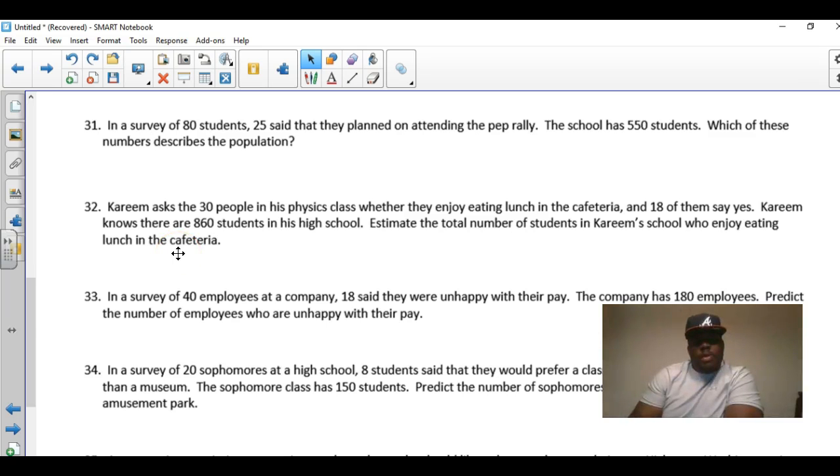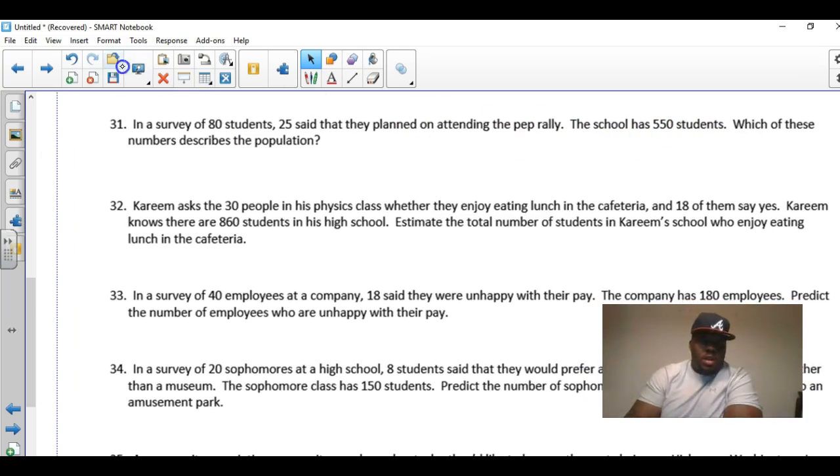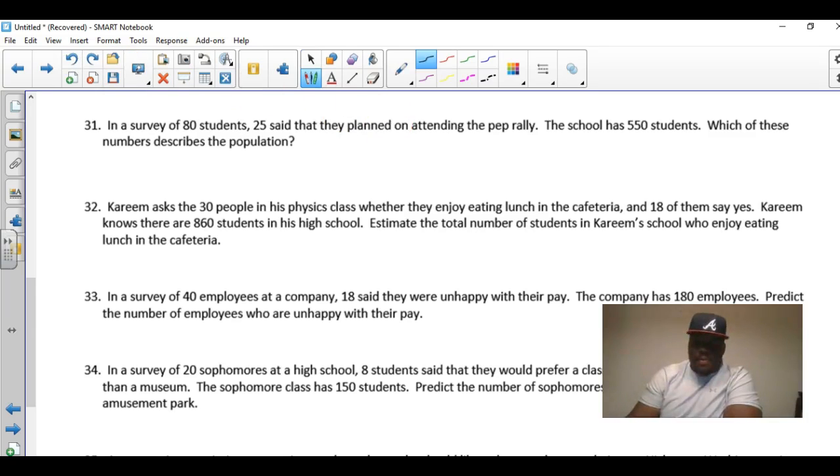Number 31 says, in a survey of 80 students, 25 said they plan on attending a pep rally. The school has 550 students. Which of these numbers describes the population? Look, they surveyed 80 students, and 25 of the 80 said they plan on attending the pep rally. The school has 550 students. This is the population. 550 students, that's what we're looking for.